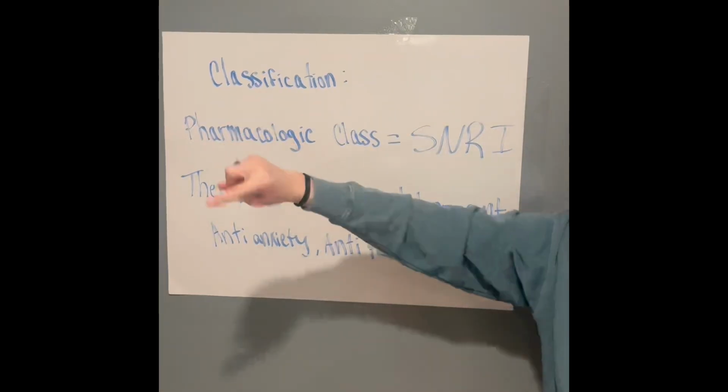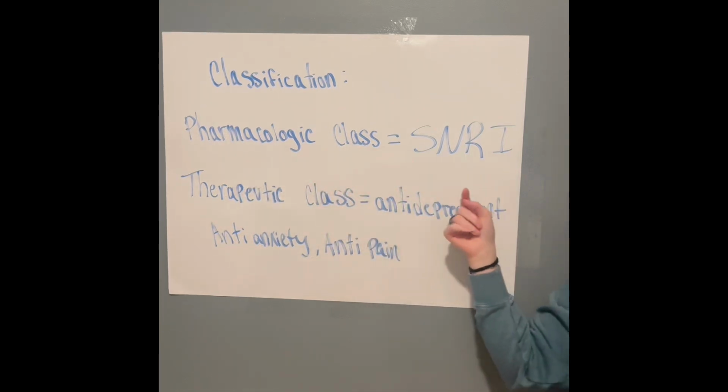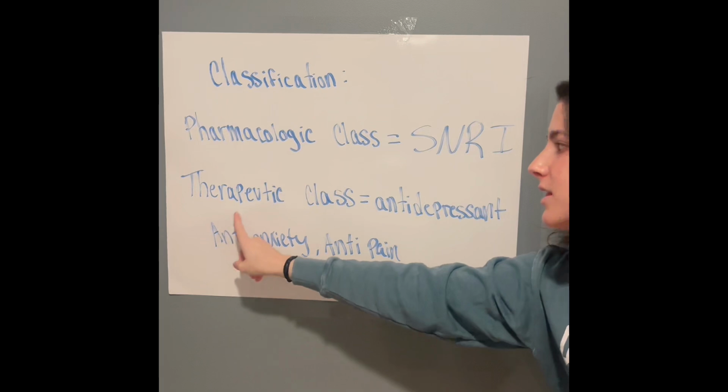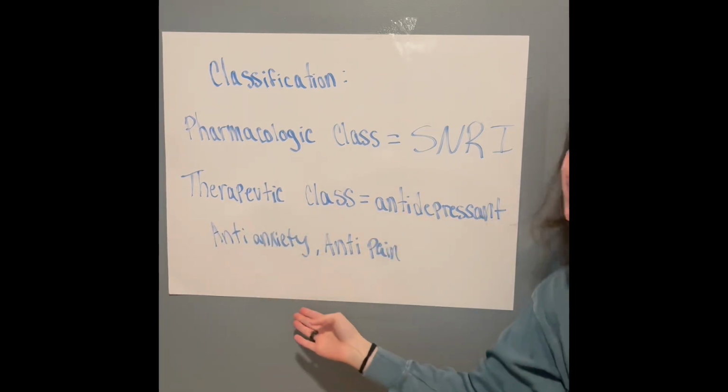Starting with the classification, the pharmacological class is an SNRI, which is that serotonin norepinephrine reuptake inhibitor. And then the therapeutic class is antidepressant, anti-anxiety, and anti-pain.